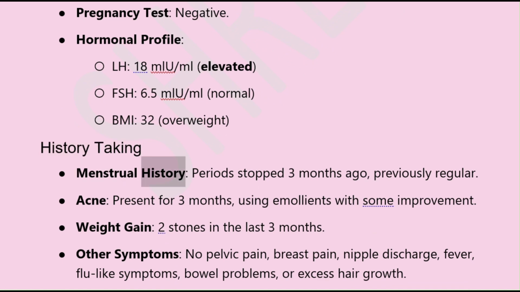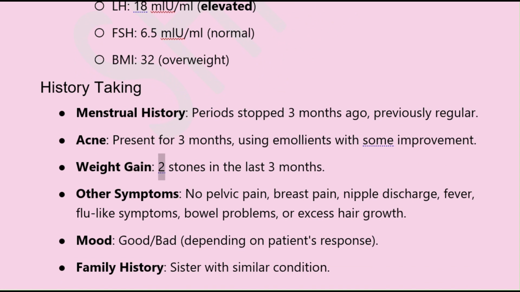History taking. Menstrual history: period stopped 3 months ago, previously regular. Acne present for 3 months, using emollients with some improvement. Weight gain, 2 stones in the last 3 months. Other symptoms: no pelvic pain, breast pain, nipple discharge, fever, flu-like symptoms, bowel problems, or excess hair growth.